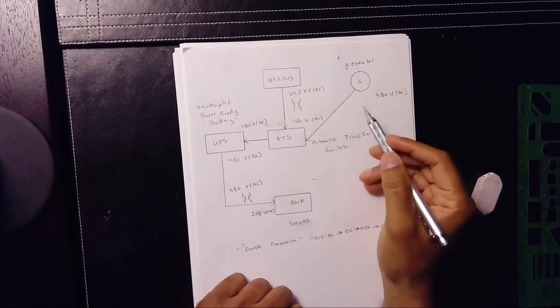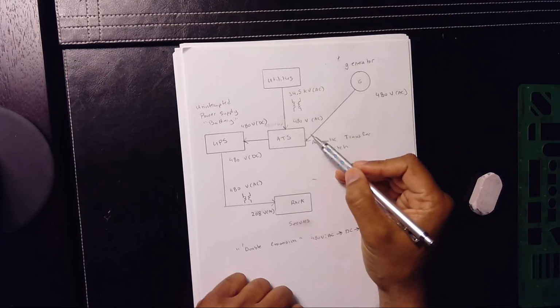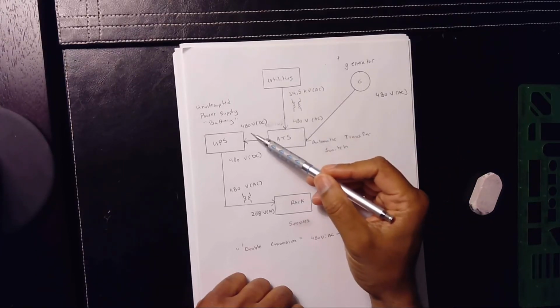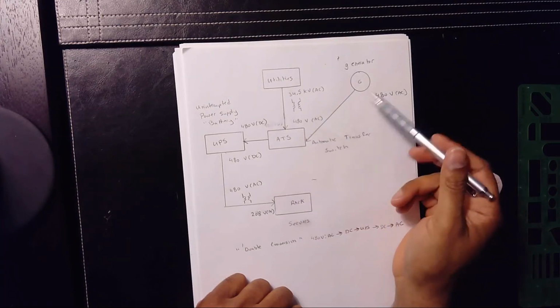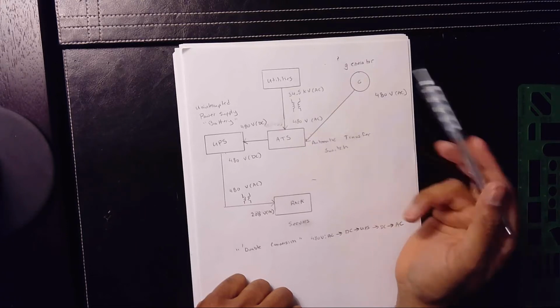So the generator is now supplying 400 volts AC. It comes in at 480 volts here. It transfers to DC. Back again, same thing, right? So you really don't need a transformer drop here because it's already generating 400 volts AC.